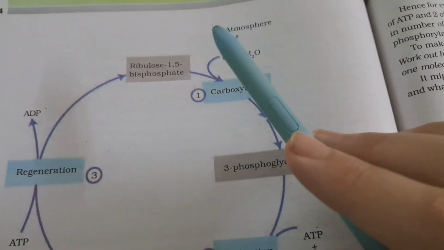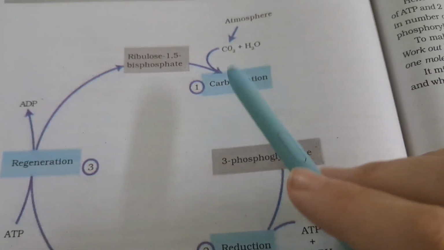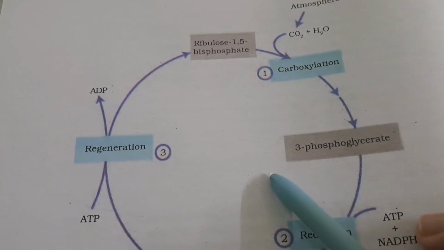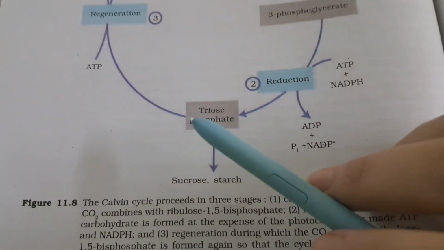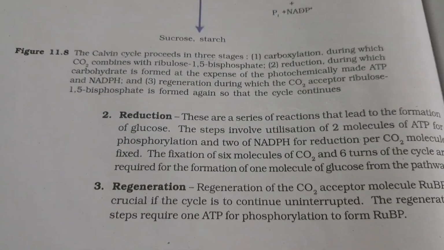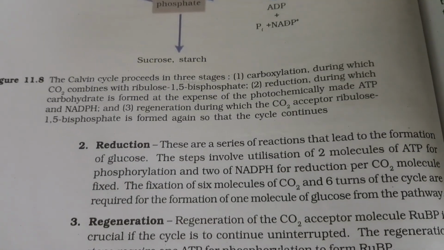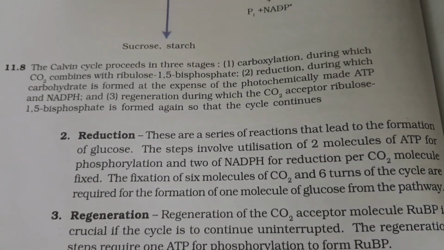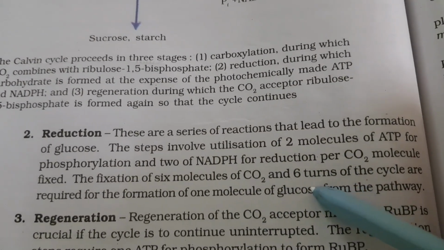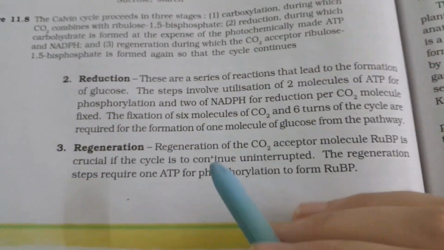How many CO2? 6 CO2 has to be fixed, and 6 turns of this cycle will have to take place in order to get 1 molecule of glucose, because the molecular formula of glucose is C6H12O6. So carbon 6, isn't it? That is why 6 carbons will be required. So 6 molecules of CO2 will be needed for fixation, and as a result 6 turns of the cycle will take place to get 1 molecule of glucose from the pathway.